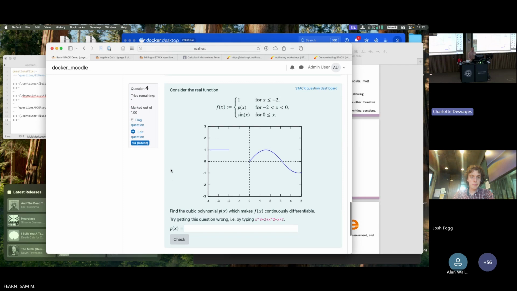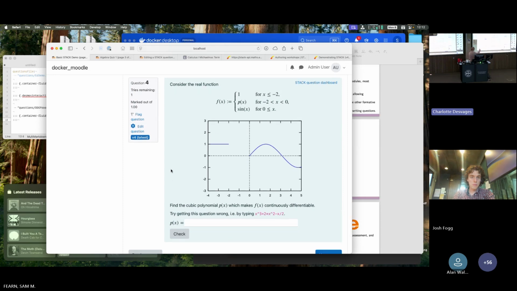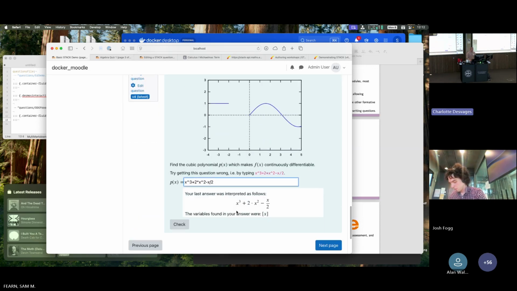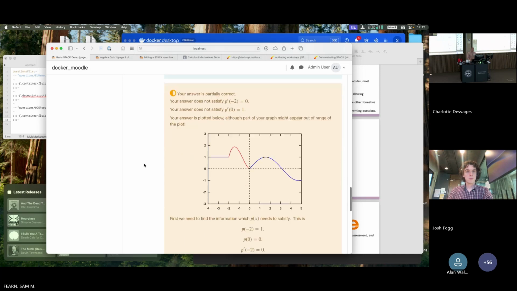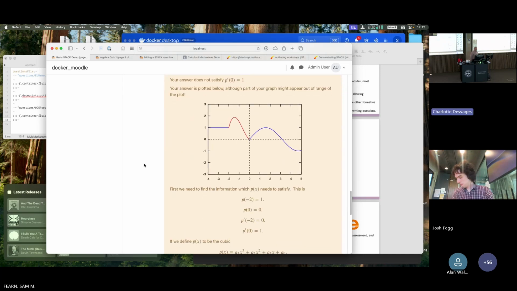Here's one I particularly like. This asks me to find a function, a cubic function, which smoothly joins these two line segments. So let me put in some answer. Again, this is the incorrect answer.